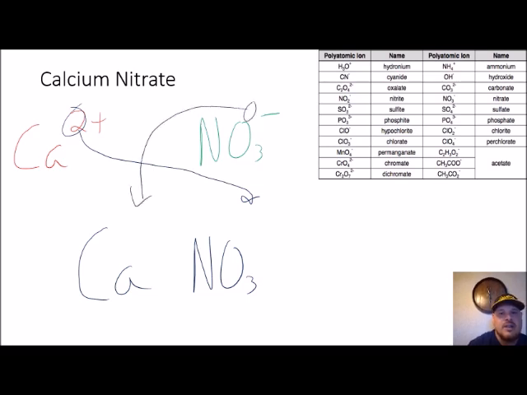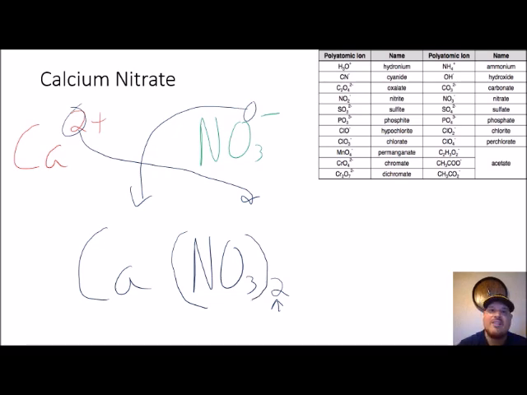Now, like I did before, I'm going to circle my numerical values, and I'm going to bring them down. There's no number to bring down for calcium, but there is a 2 to bring down there. So what do you do? You write a 2 down here. Now, listen, this is important. This 2 applies to the whole polyatomic ion. All right? So how do we do that? Well, we wrap the whole polyatomic ion in parentheses like that.